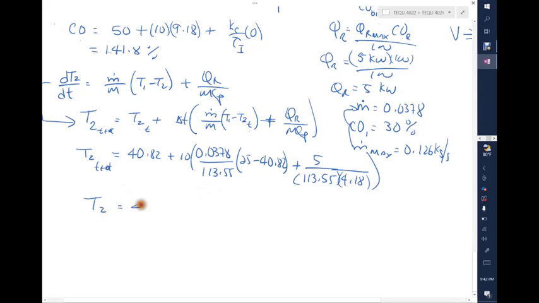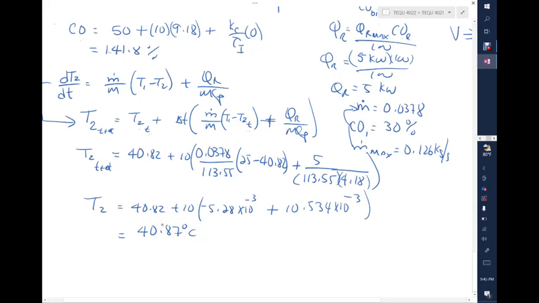T2 equals 40.82 plus 10 times, this is going to be negative 5.28 times 10 to the minus 3, plus, and let's work out this number here, and that's going to be positive 10.534 times 10 to the minus 3. Final result: 40.87 degrees C. So it just increased a little bit.